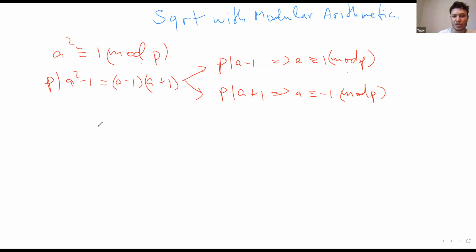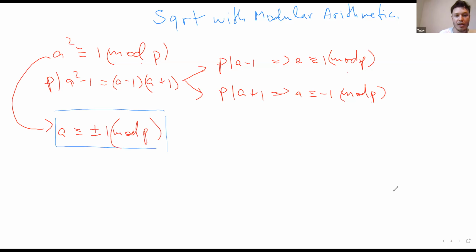Okay, so what is one interesting property that we get in here? Turns out that if you have that a squared is congruent with 1, you can also say that a, so you can do a square root, and you can say that a is going to be congruent with plus or minus 1 mod p. So basically, we can come and we can take square roots, right?